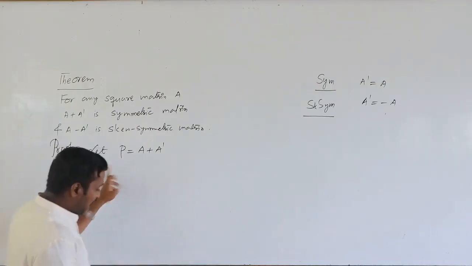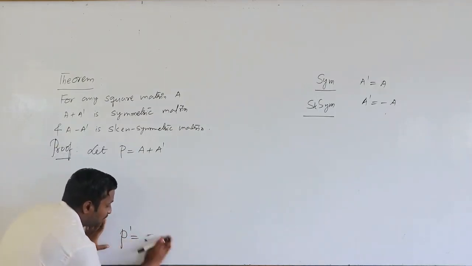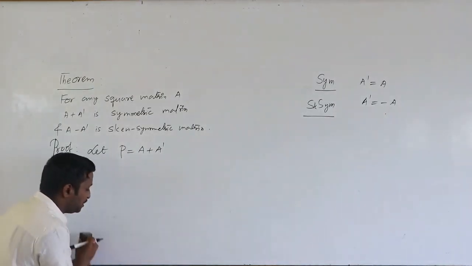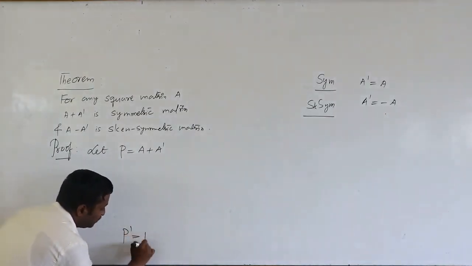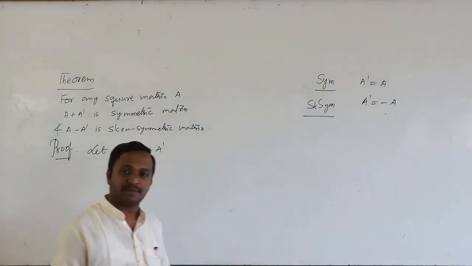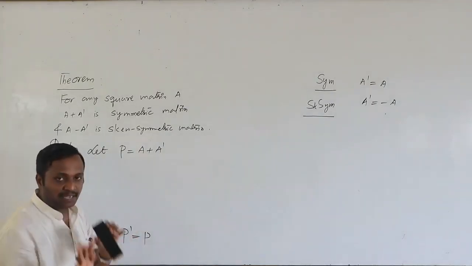That's why I have to prove what at the end: P dash is equal to P. I have to show this. If I show this, the proof is over, isn't it? P dash equal to P means P is symmetric. P is nothing but A plus A dash. Okay? Are you getting? I think.